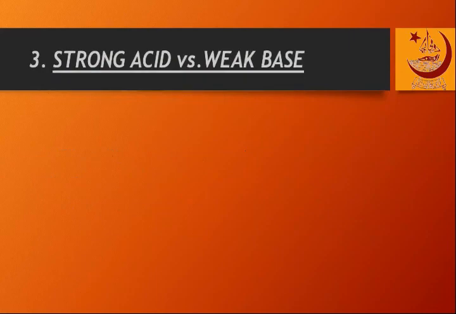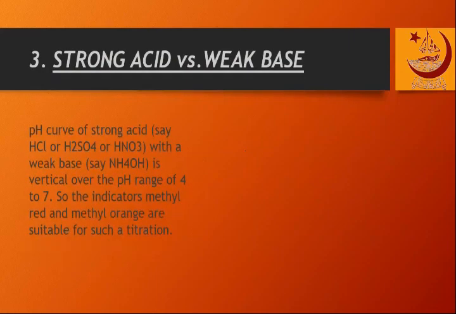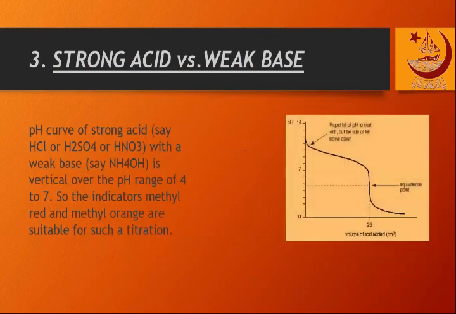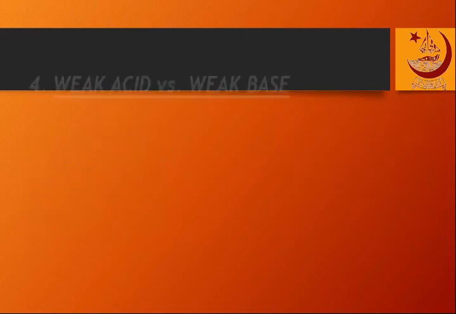Strong acid versus weak base. The pH curve of strong acid, say HCl, sulfuric acid or nitric acid, with a weak base ammonium hydroxide is vertical over the pH range of 4 to 7. So the indicators methyl red and methyl orange are suitable for such a titration.